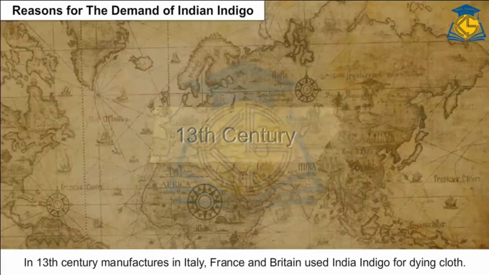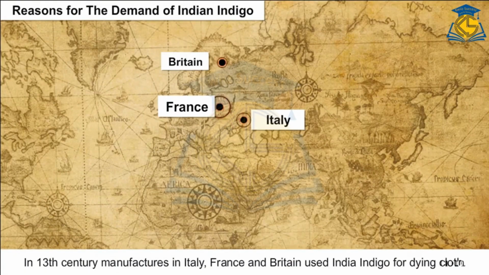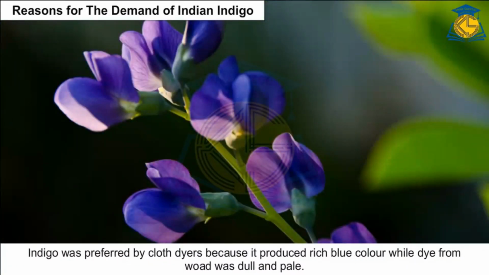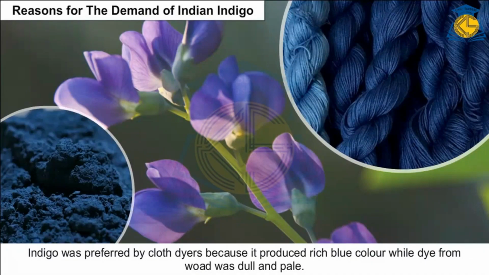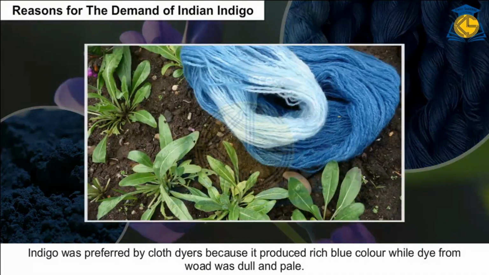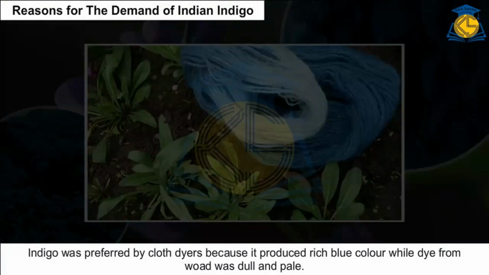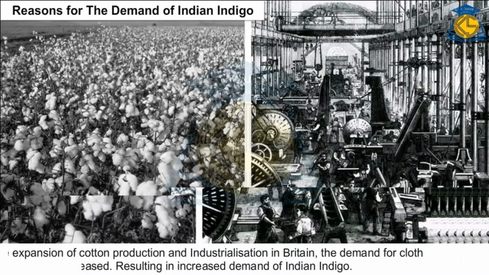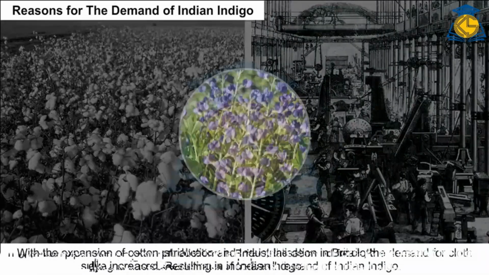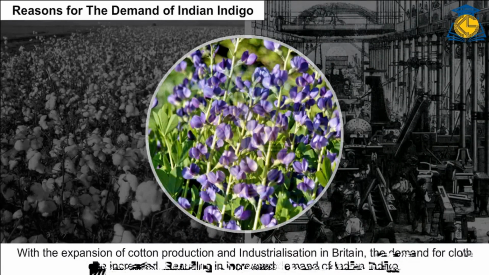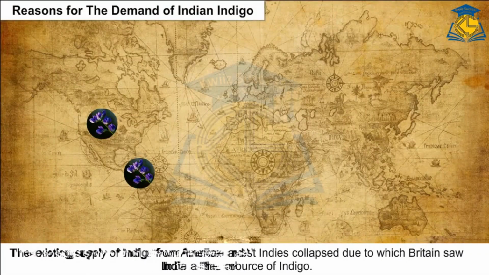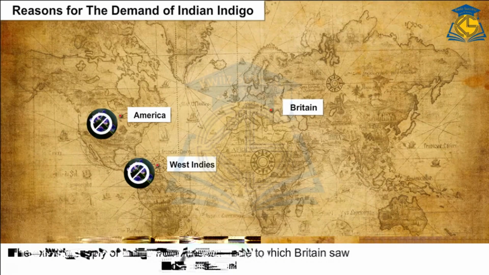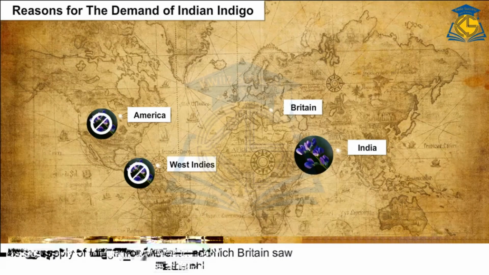In the 13th century, manufacturers in Italy, France and Britain used Indian indigo for dyeing cloth. Indigo was preferred by cloth dyers because it produced a rich blue color while dye from woad was dull and pale. With the expansion of cotton production and industrialization in Britain, the demand for cloth dye increased, resulting in increased demand for Indian indigo. The existing supply of indigo from America and the West Indies collapsed, due to which Britain saw India as the only source of indigo.